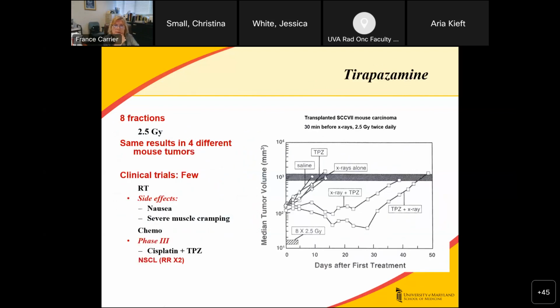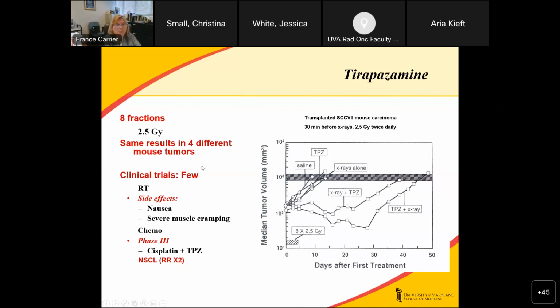In vivo, this was also done in mice. This was squamous cell carcinoma in mice, and the schedule that works best is when TPZ is given 30 minutes before radiation. Here, the radiation was used at 2.5 gray twice daily. This is tumor volume with saline alone, this is TPZ alone, radiation alone, and here we give X-ray first, followed by TPZ. There's a small advantage of giving it before radiation, but both are actually pretty effective.